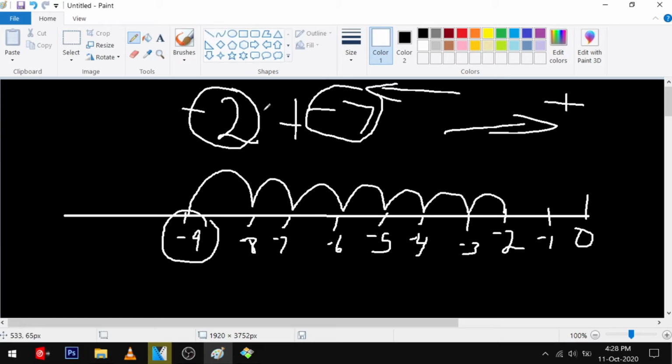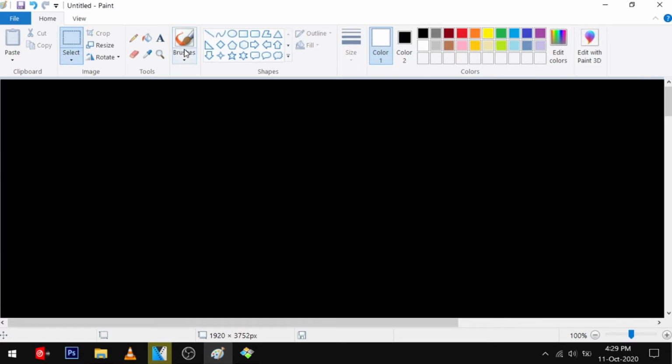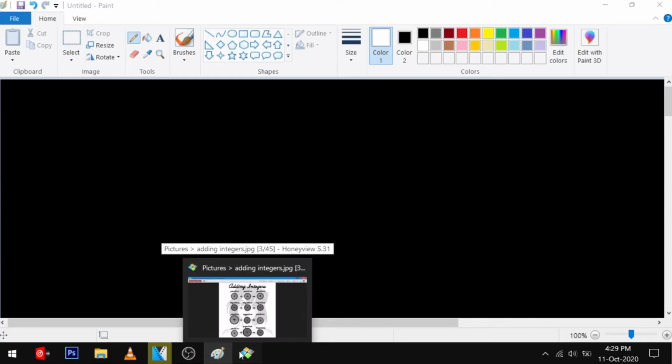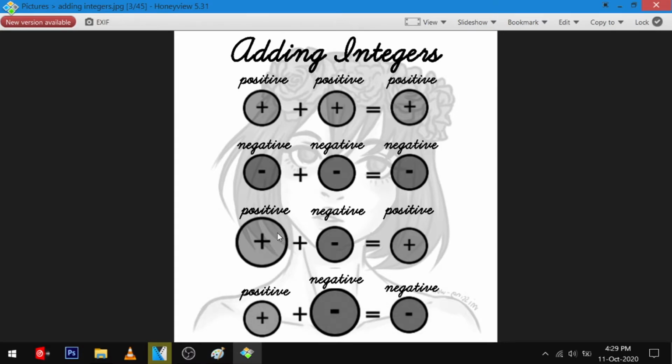So the second rule there in adding integers, a negative plus a negative will give you a negative answer. Using your number line is the best in understanding addition of integers. If I'm going too fast for you, don't be scared to just pause the video or play it a little bit slower or play it over a couple times. Now let's look at the third rule here. A big positive number plus a small negative number will give us a positive answer.